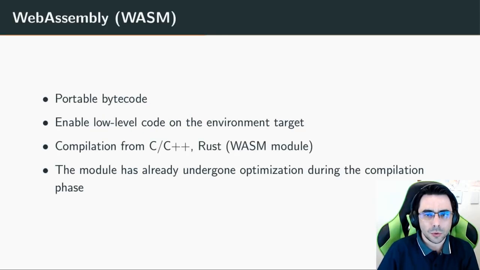WebAssembly is a portable bytecode that enables low-level code on several environment types. The WASM module is compiled from C, C++, or Rust source code through a specific toolchain. The module has already undergone optimization during the compilation phase.